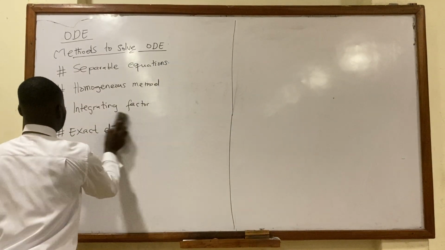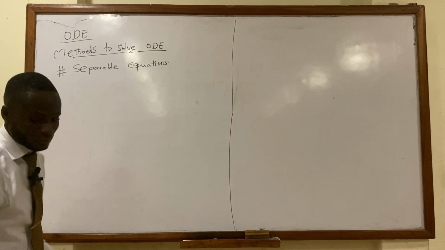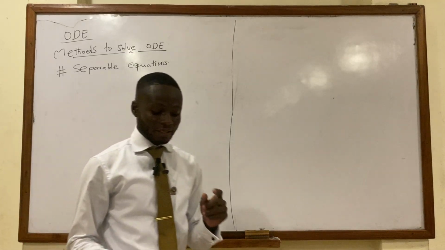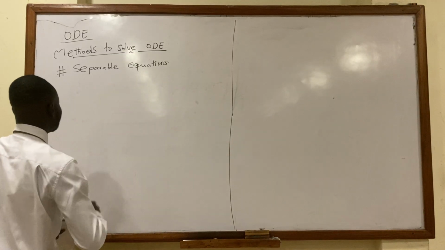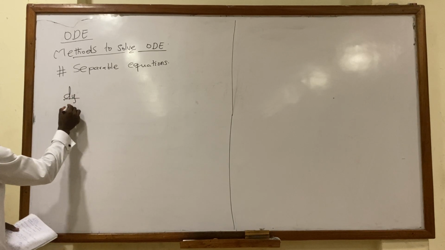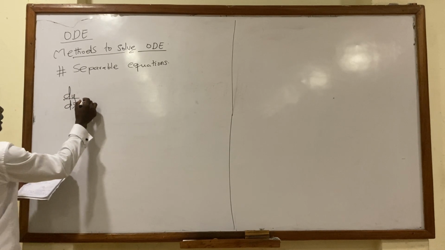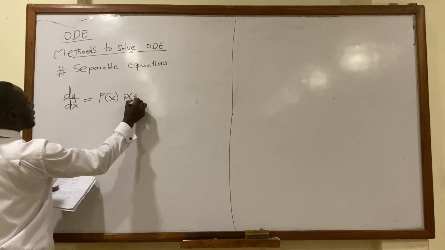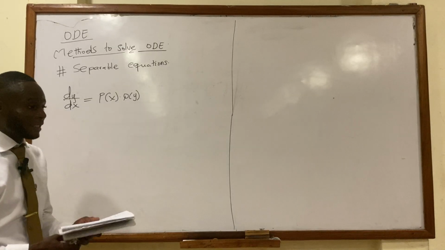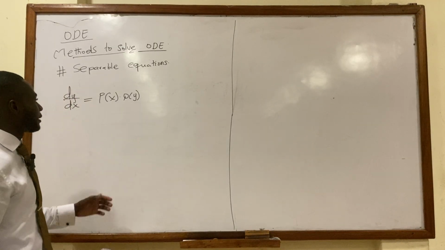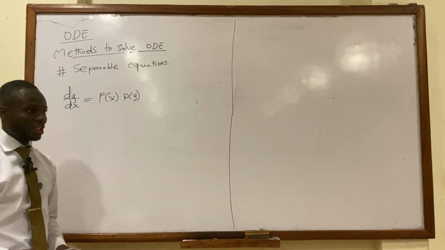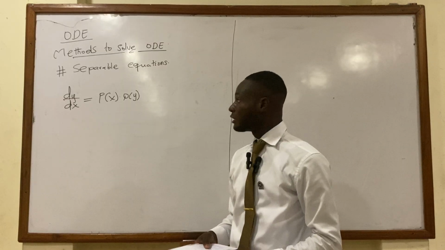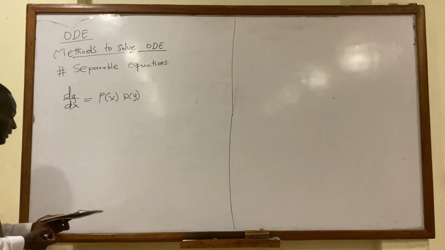Let's begin with the separable equations. So with the separable equations, whenever we have the equations in the form dy over dx equals p of x times q of y, then we say that this equation is separable. All right, we can separate these equations into y term and then x term, right? So let's begin with this example.